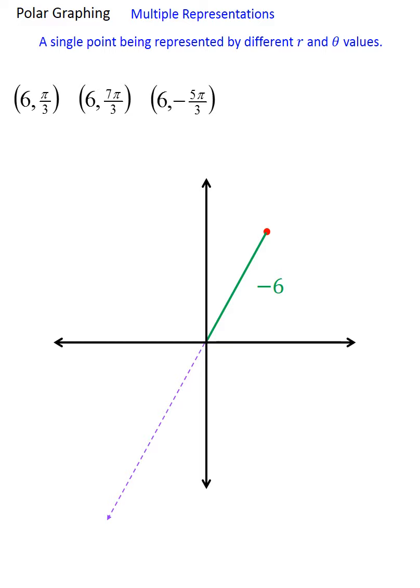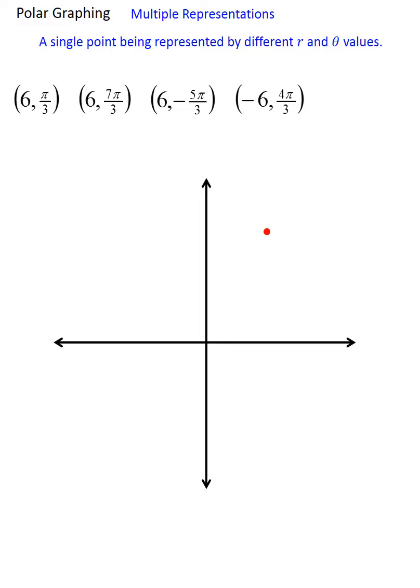Notice the purple dotted line. If I can figure out this angle here, which by the way works out to be 240 degrees, also known as 4 pi over 3, then I could name this point with a negative r value, again as long as my theta value faces in the opposite direction of where the point is. So now I have 4 different names for this point.